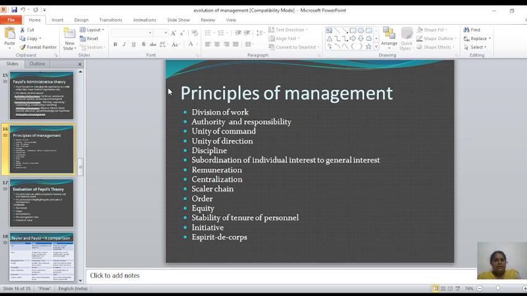Esprit de corps. What do you mean by this? This principle says that a reasonable step should be taken to develop a sense of belongingness and a feeling of team spirit. The place of I should be replaced by we. For example, authority and responsibility used to mean empowering managers, but now it means empowerment of employees because of flat organization structures. That's all about these 14 principles of Fayol.